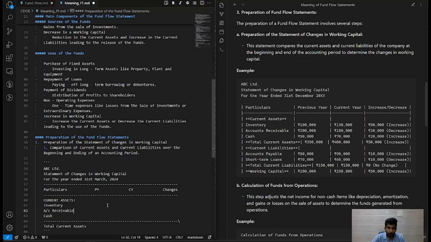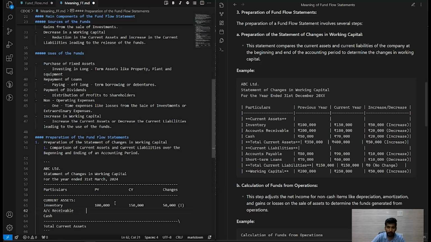Okay. In the previous year, the inventory is 1 lakh. In the current year, the inventory is 1,50,000. That means there is a change of 50,000. The inventory has increased from 1 lakh to 1,50,000. That means this is an increase and it is favorable.